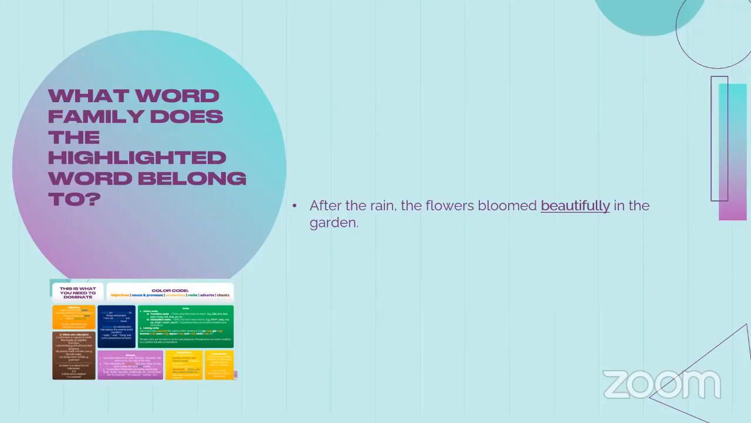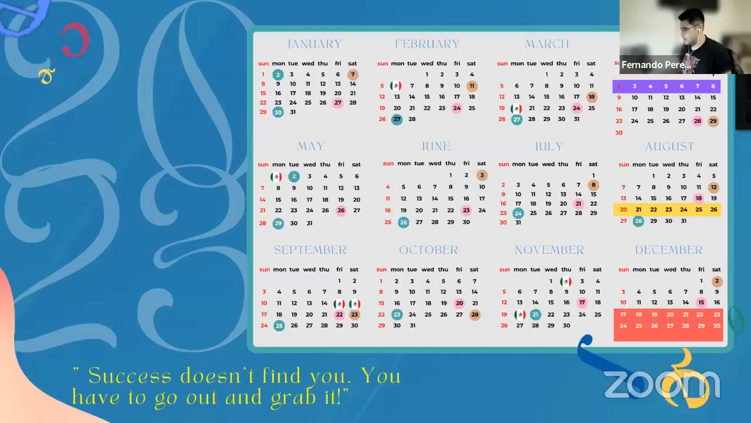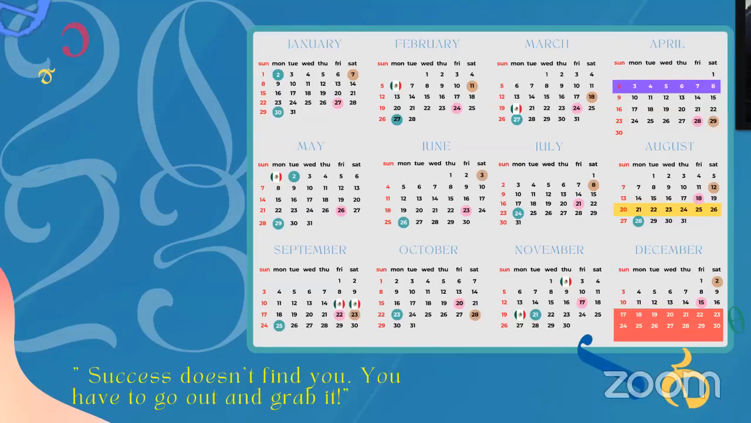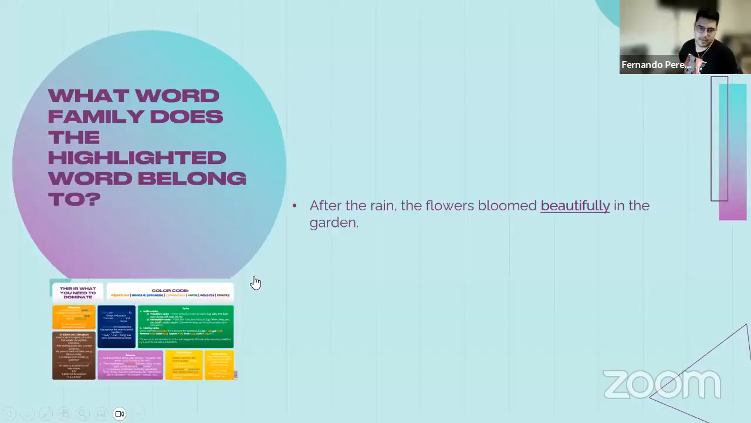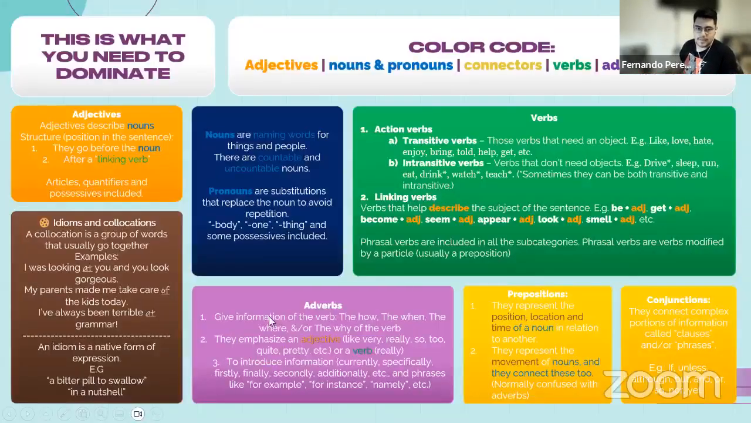Because this beautifully is describing bloomed. Let's make it more specific. It's describing blooms, correct? But what is it describing about the verb bloom? Of course it is a description, but what is it describing? According to the information we have, the adverb can be the how, the when, the where, and the why of the verb.